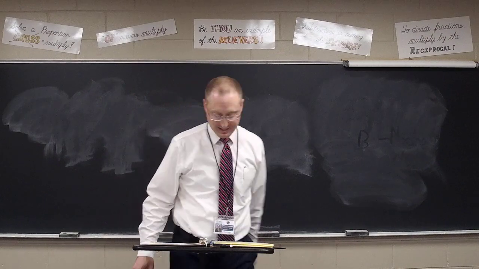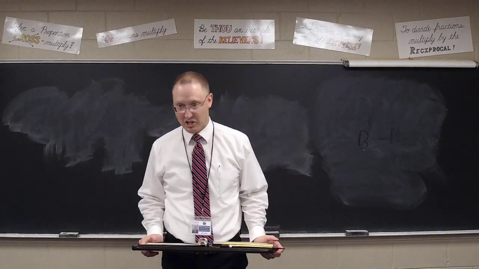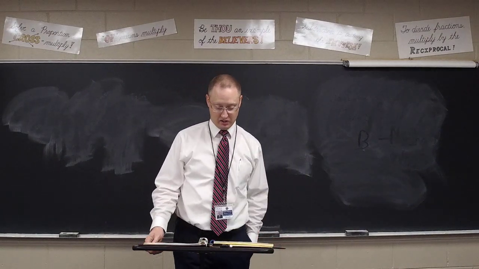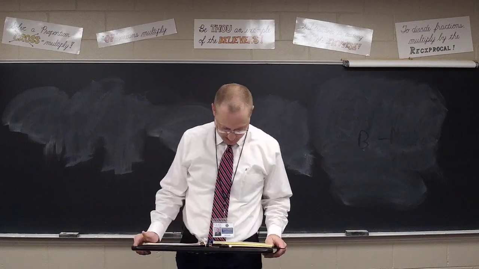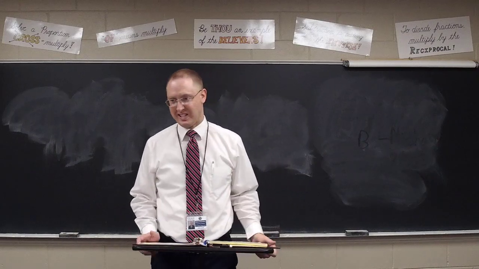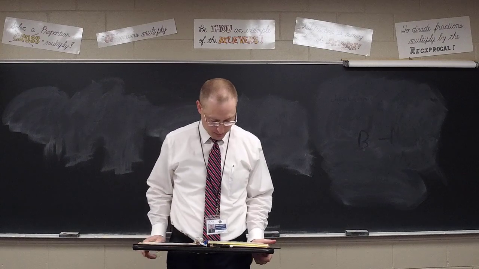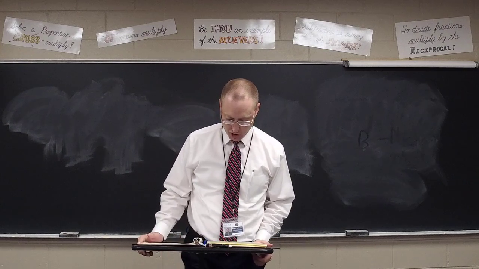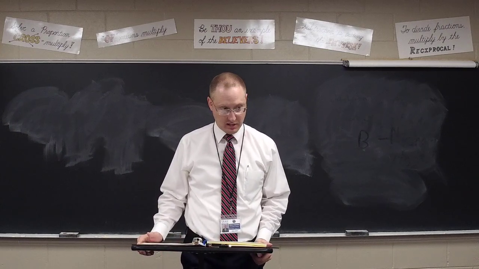Number 1, what type of angle has a measure between 90 degrees and 180 degrees? Kirsten? Obtuse angle. What type of angle has a measure between 0 degrees and 90 degrees? Corey? Acute. What type of angle has a measure of 180 degrees? Bryson?